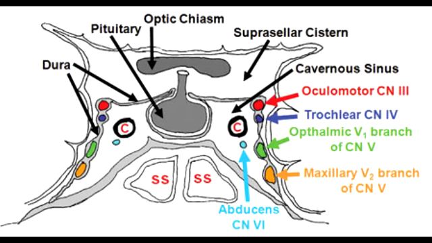There is also the anterior clinoid process. You see the oculomotor nerve here, which is cranial nerve 3. You see the trochlear nerve, which is cranial nerve 4, the ophthalmic nerve, which is cranial nerve 5-1, the maxillary nerve, which is cranial nerve 5-2, and the abducens nerve, which is cranial nerve 6. It also shows the dura, the arachnoid, and the pia mater.